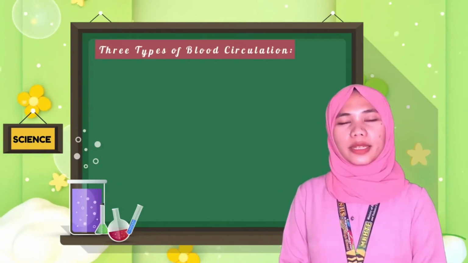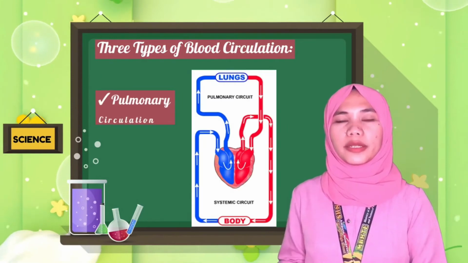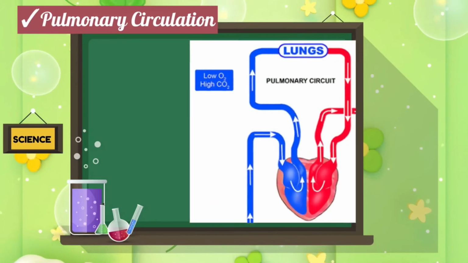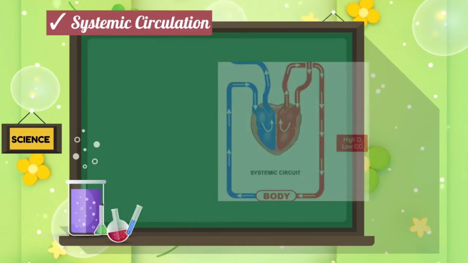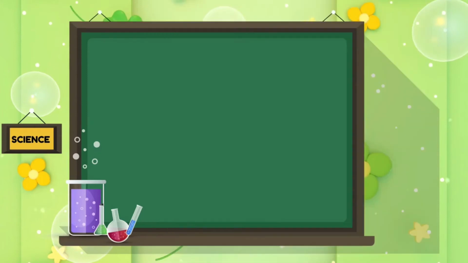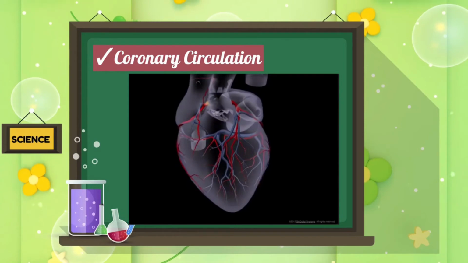There are three types of blood circulation: coronary circulation, pulmonary circulation, and systemic circulation. Pulmonary circulation is a circuit that provides blood flow from the heart to the lungs and back to the heart. Systemic circulation is a circuit that allows blood to flow from the heart to the rest of the body, excluding the lungs. Coronary circulation is a circuit that strictly provides blood to the tissues of the heart.